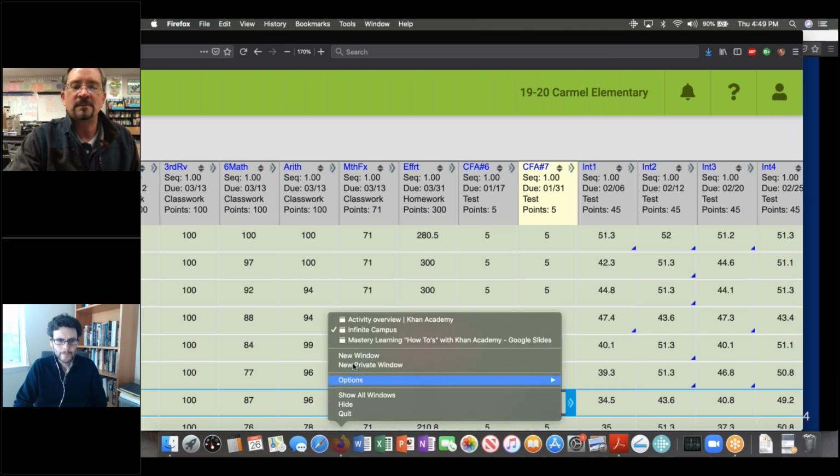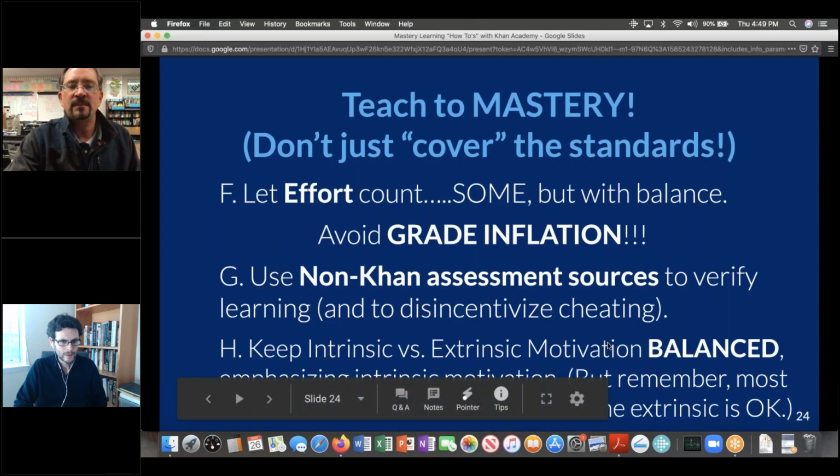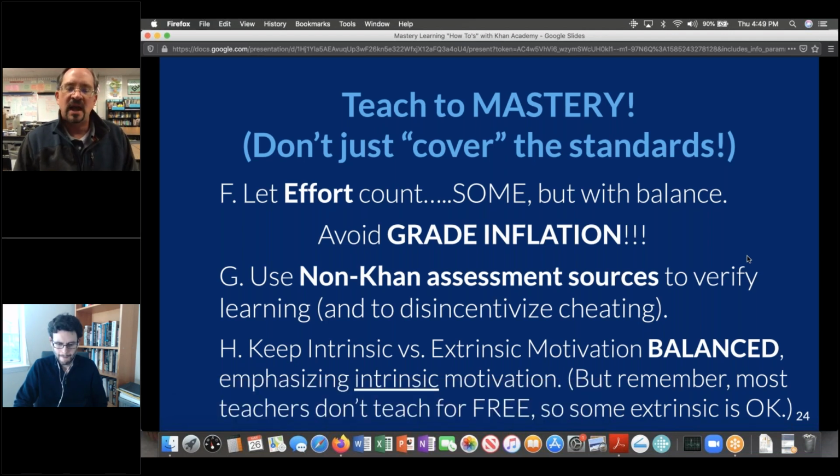Okay, back to the slideshow. Okay, non-Khan assessments, letter H, keep intrinsic and extrinsic motivation balanced, emphasizing intrinsic motivation. That's self-pride and self-worth, which is just amazing. It totally skyrockets. But remember, most teachers don't teach for free. So some extrinsic reward is okay.